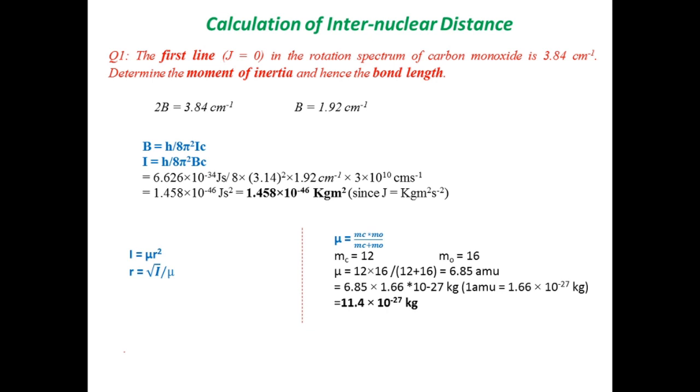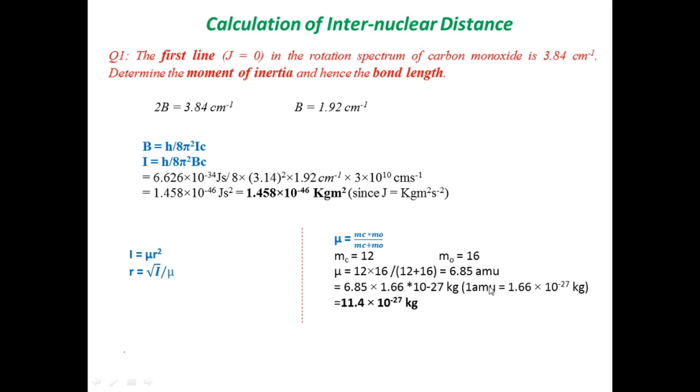So the reduced mass is calculated by the equation m1 m2 by m1 plus m2. Here the compound is carbon monoxide, so mc into mo, oxygen, by mc plus mo. We know that atomic mass of carbon is 12 and that of oxygen is 16. So when we substitute 12 into 16 by 12 plus 16, that is equal to 6.85 atomic mass unit, amu.